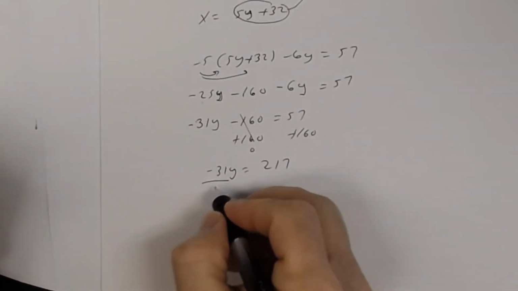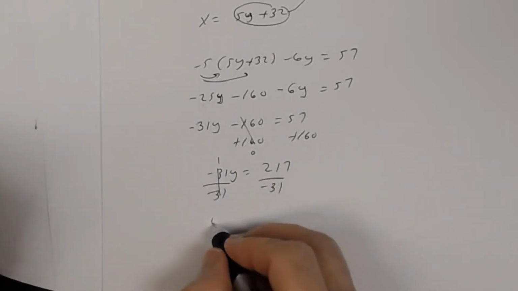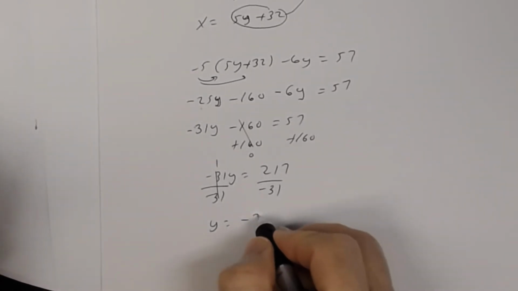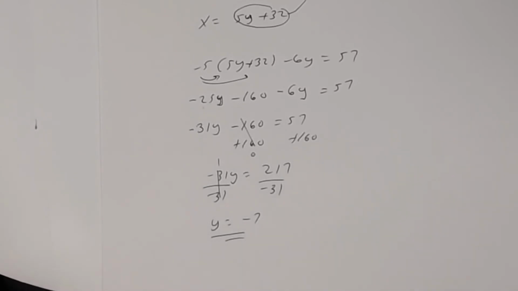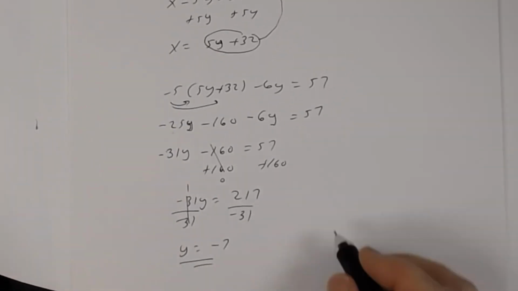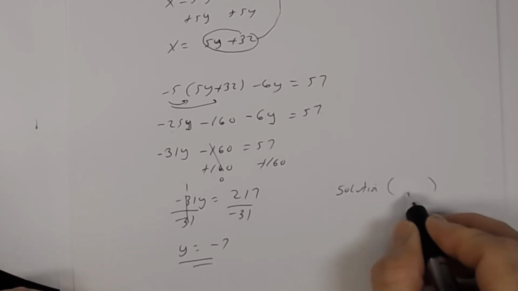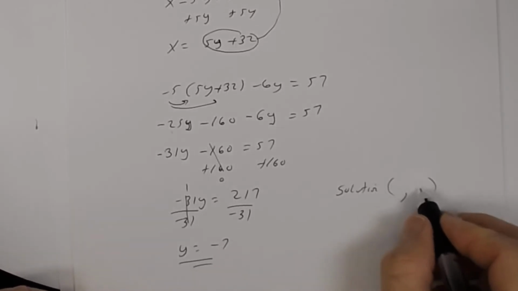Dividing both sides by negative 31, I get y to equal, using a calculator, negative 7. So you found the y coordinate of your solution. So y is negative 7. So far my solution, remember ordered pair, make sure you put negative 7 in the right place. So that goes here, negative 7.